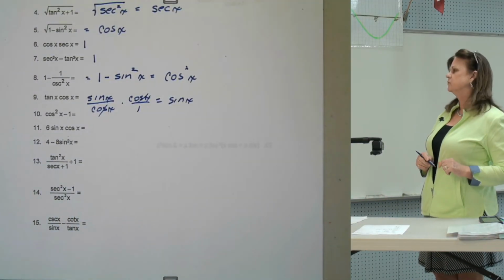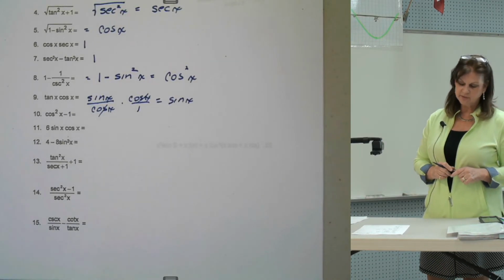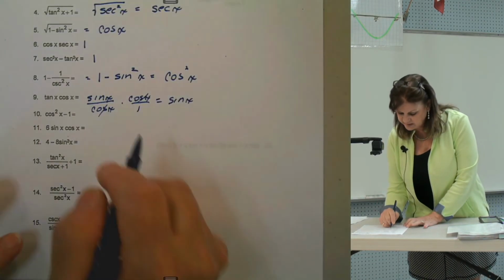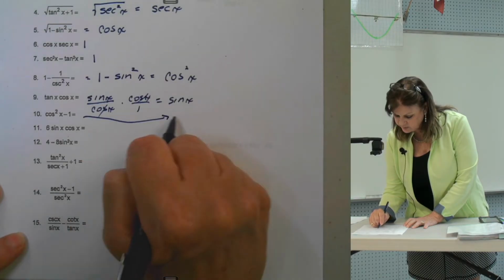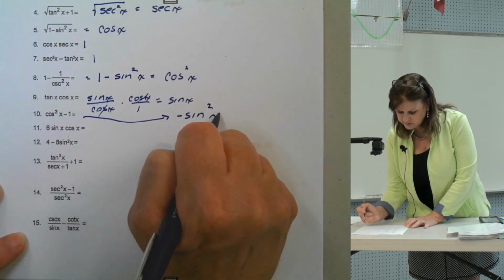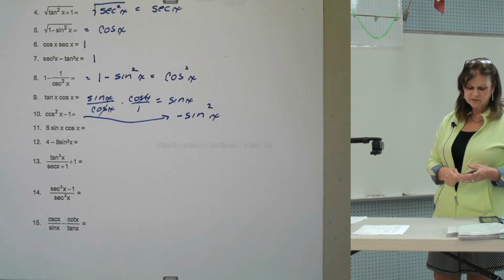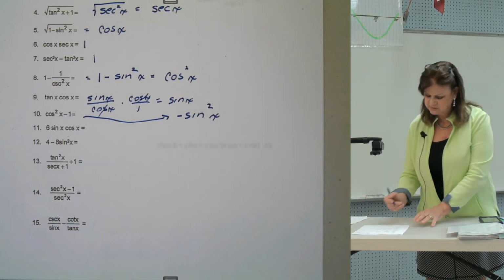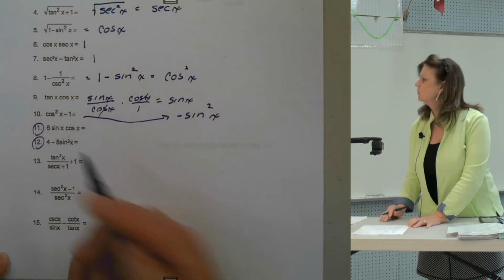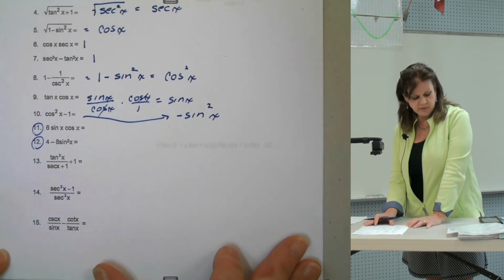Cosine squared minus 1, this is one you have to be careful about. You're moving the 1 to the left, and you're moving the sine to the right, so we end up with negative sine squared x. You don't know identities yet. We haven't talked about that, so you're not going to be responsible for 11 and 12. We'll talk about identities when we get back together.